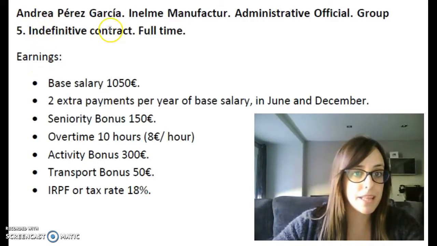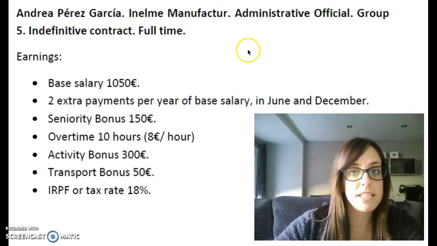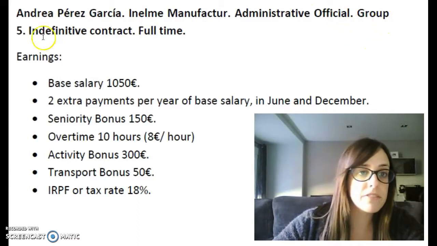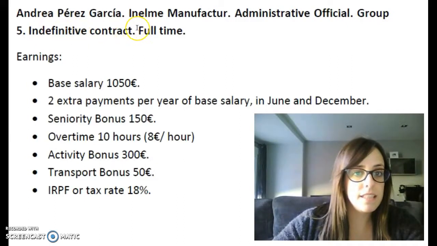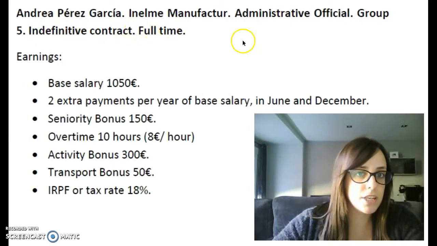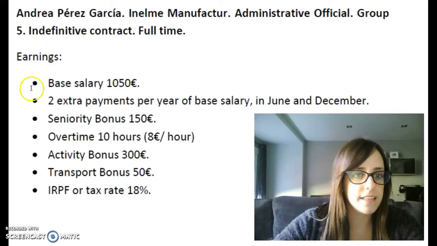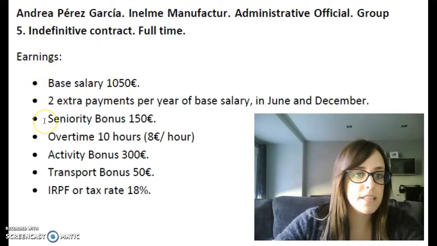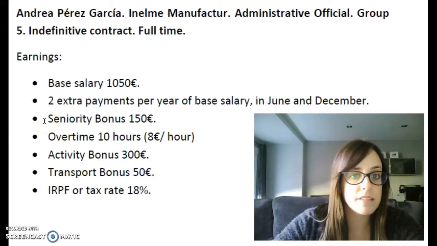Her name is Andrea Perez Garcia. She works in an Elme manufacturer as an administrative official. Her professional group is 5, and her contract is indefinite. She works full-time in the evenings, base salary 1050 euros. She has 2 extra payments per year of base salary, in June and December.